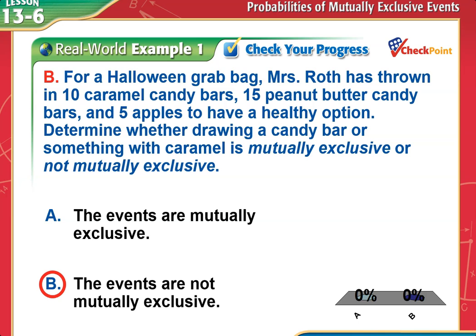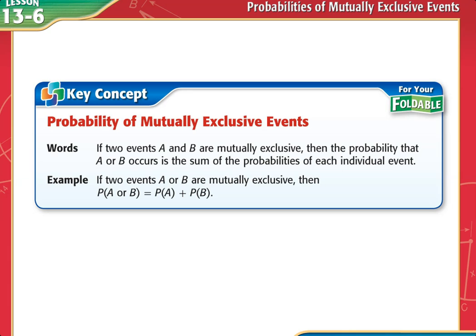How do you find the probability of mutually exclusive events? Well, if two events are mutually exclusive, and we're trying to find the probability that either one of them, A or B, occurs, all we have to do is add up the two probabilities. So the probability of A or B is equal to the probability of A plus the probability of B.